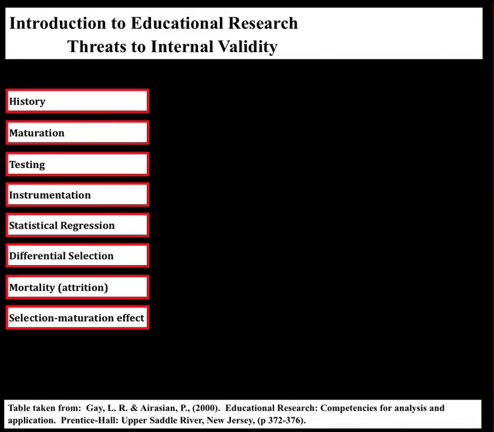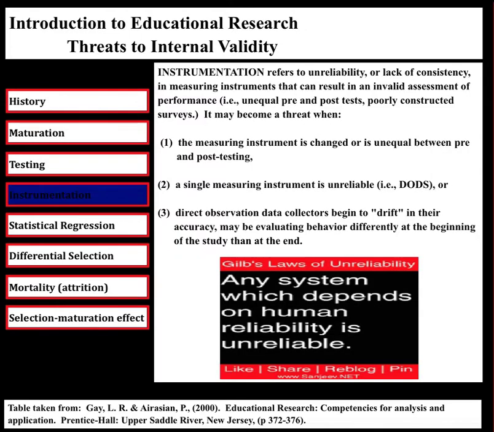Okay, so the next threat then is instrumentation. Instrumentation refers to the unreliability or the lack of consistency in measuring instruments, and that can result in invalid assessment of performance. Examples are unequal pre- and post-tests. That could present a real instrumentation threat to internal validity because the instruments are different, or poorly constructed surveys.